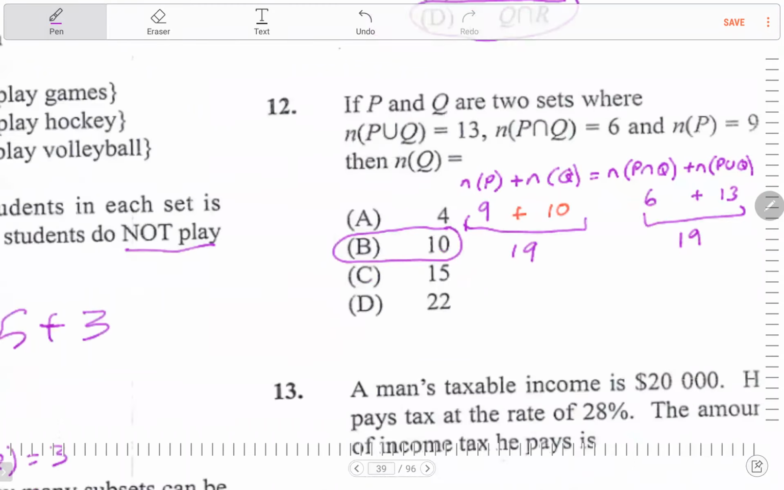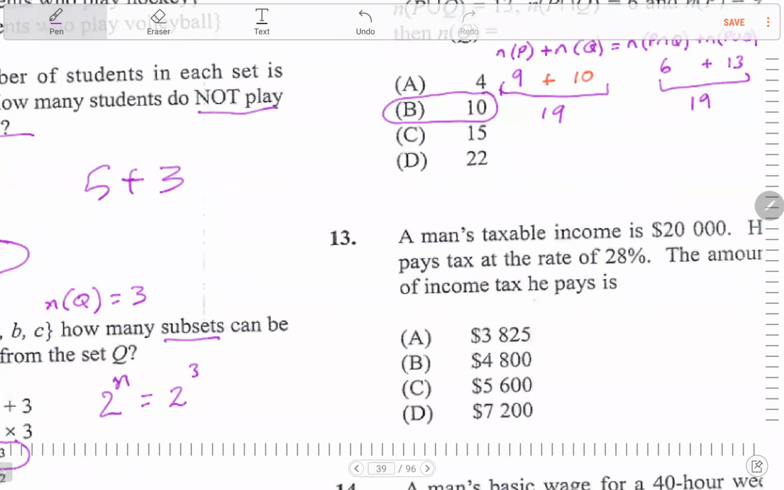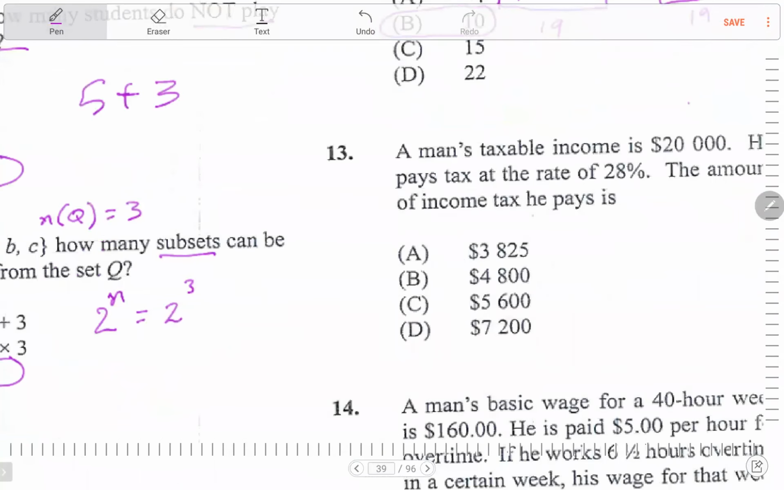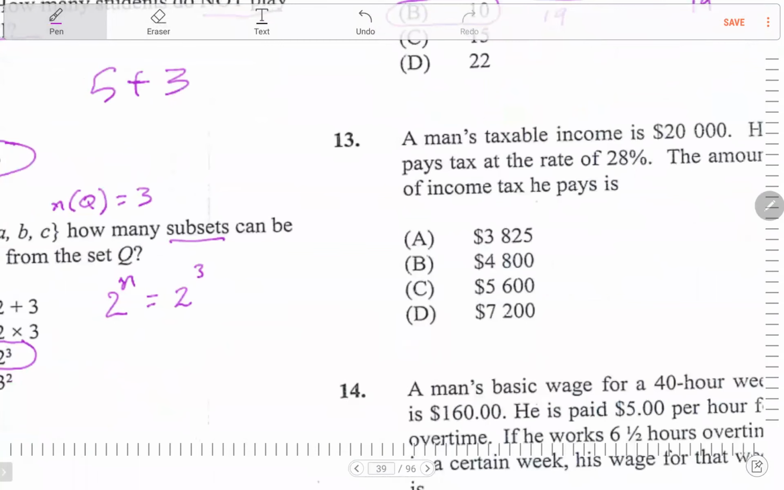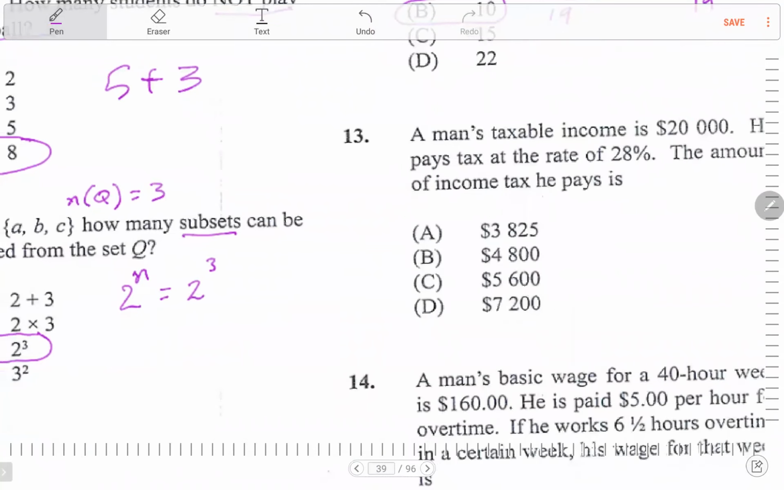All right, next question. I think we did this one already this morning. No, we didn't. It says a man's taxable income is $20,000. It says he pays tax at a rate of 28%. The amount of income tax he pays, therefore, is 28% of 20,000. So 28 times 2 is 56. So the answer with the 5 and the 6 must be the answer.